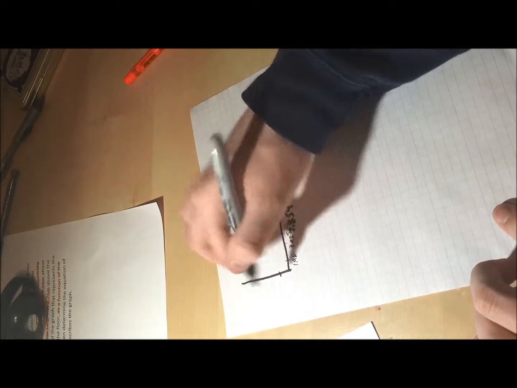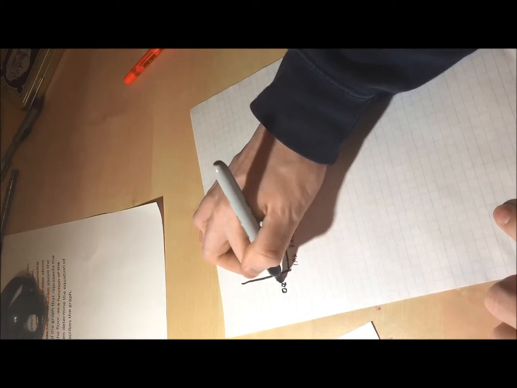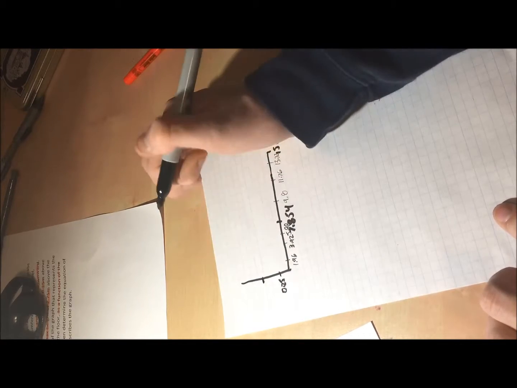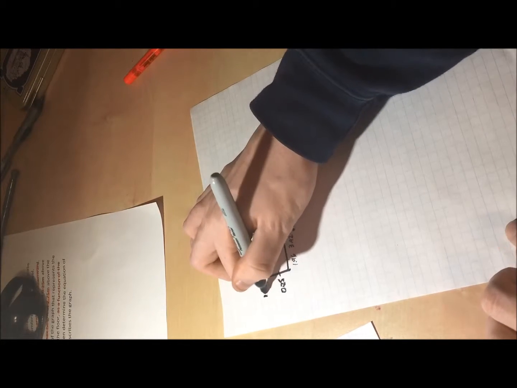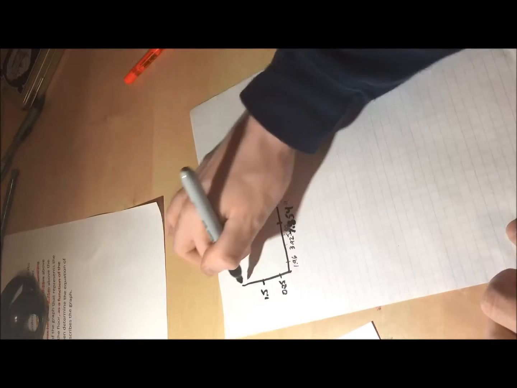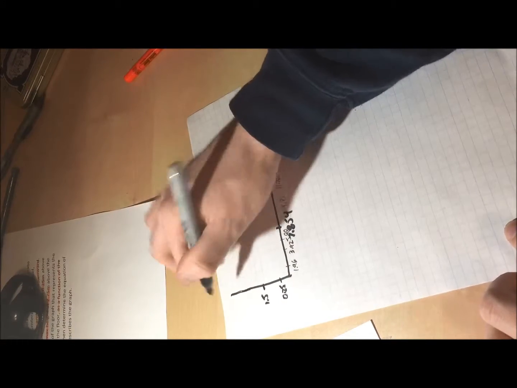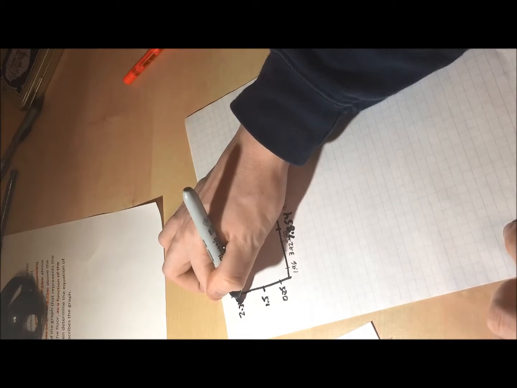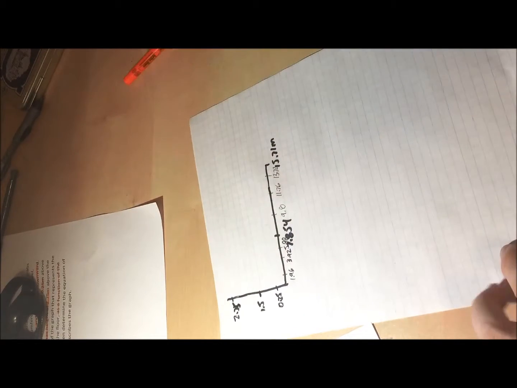Now we'll also label the heights of the graph. So we have our minimum height here of 0.25 meters. We have the height that the peg starts off at, which is 1.5. And then we label our maximum height all the way up here, which is 2.75 meters.